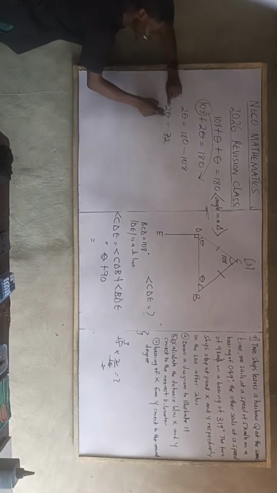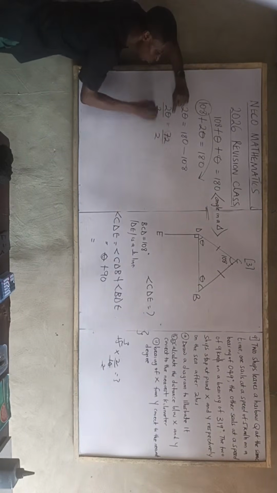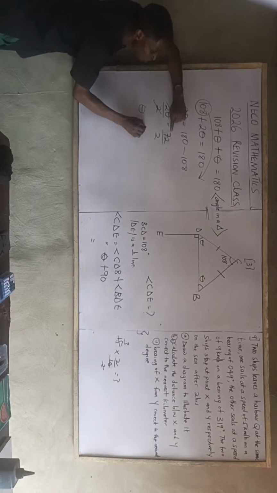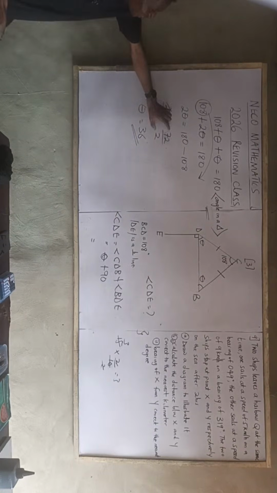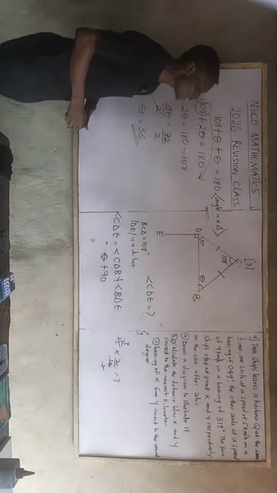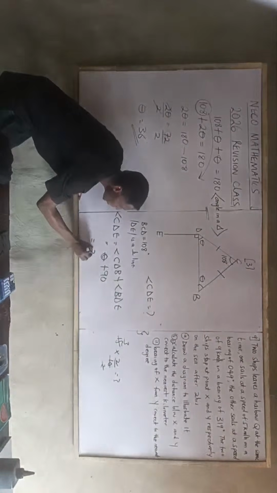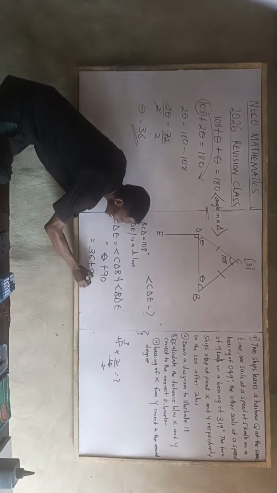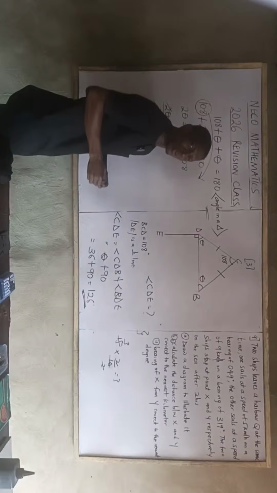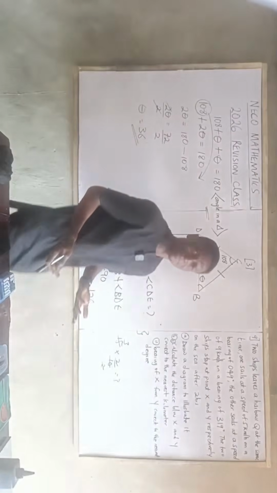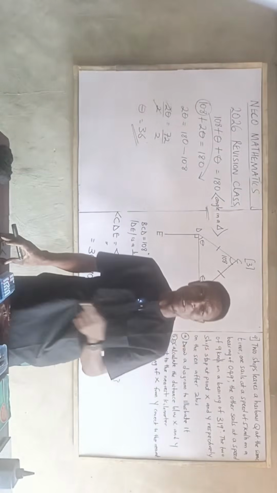Now to find theta here, I divide both sides by 2. So theta gives me 36 degrees. 72 divided by 2 gives me 36. So I've been able to find theta as 36. I can come back here and say 36 plus 90. That gives me altogether 126 degrees. Quite easily done and direct. I want to believe somebody is smiling already.